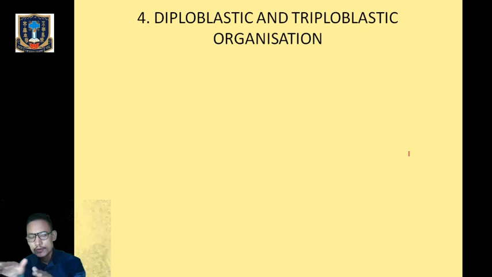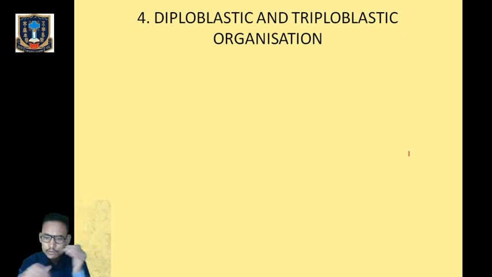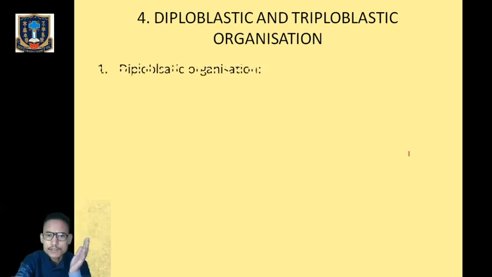Okay, that we are going to discuss afterwards in this particular topic. We have got ectoderm, endoderm, and the mesoderm. So there are certain animals who will be having only two germ layers, and there are certain animals who will be having three germ layers. Based on the presence of these embryonic germ layers, we are classifying the animals into diploblastic and triploblastic organization. So let us see what the diploblastic organization means.